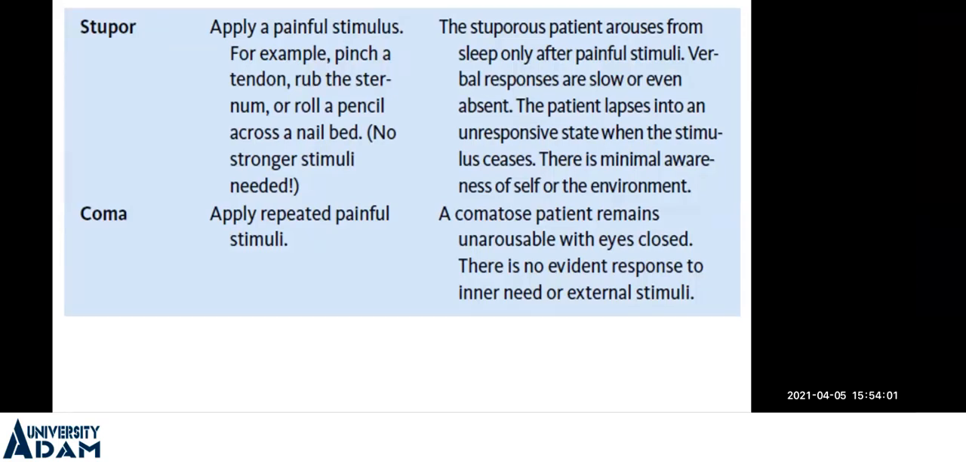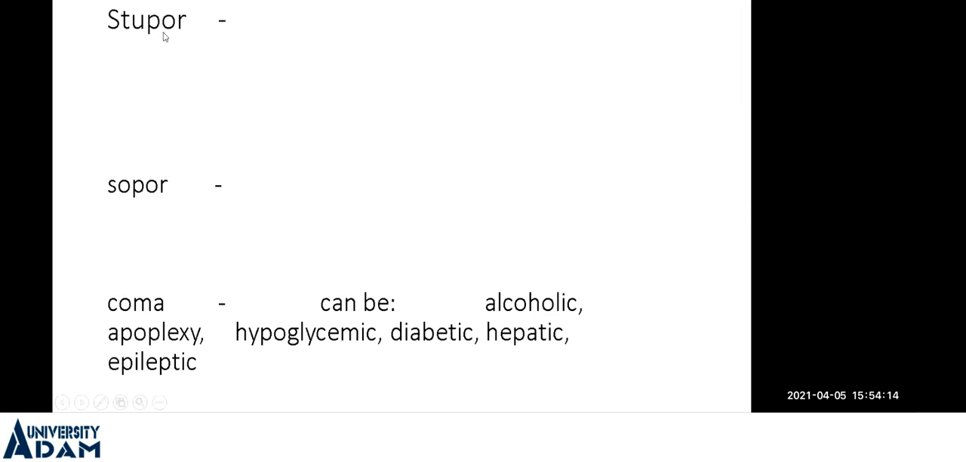Okay, so guys, these are the levels of consciousness, and you should learn this table by heart. But in Russian-speaking countries, we use three levels. Number one, stupor. Number two, sopor. Number three, coma. So for unconscious people, we actually call it coma.